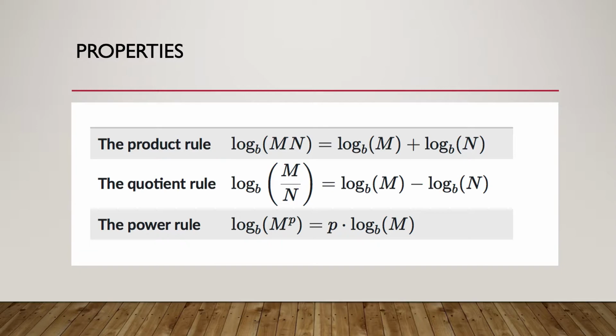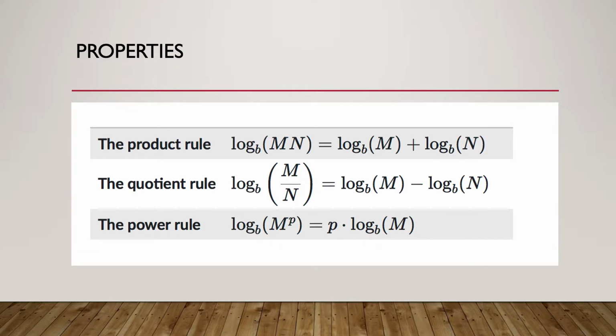So our first property is what we refer to as the product rule, which basically says if we have the log of two things multiplied together, like m times n, that we can break that up and take the log of the values separately and put a plus in between.